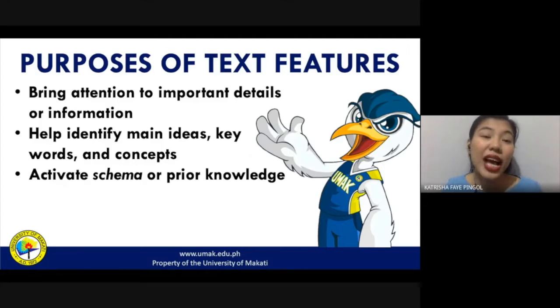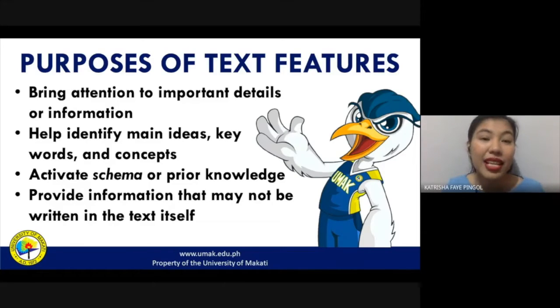Text features also activate schema or prior knowledge. So if you know something, you get triggered when you see a particular text feature, and it helps you remember the things that you already know about those particular parts of the text. Similarly, text features also provide information that may not be written in the text itself. So it would help you better understand the meaning behind the concept, the idea that is being presented by the author without it being fully there.